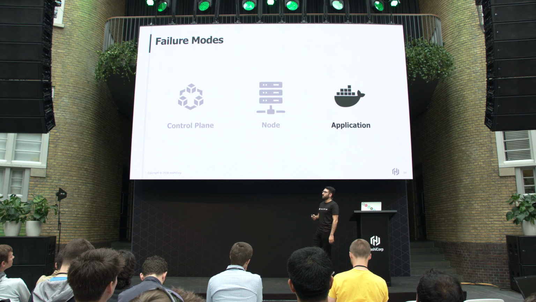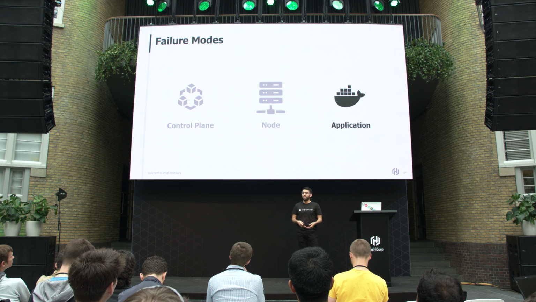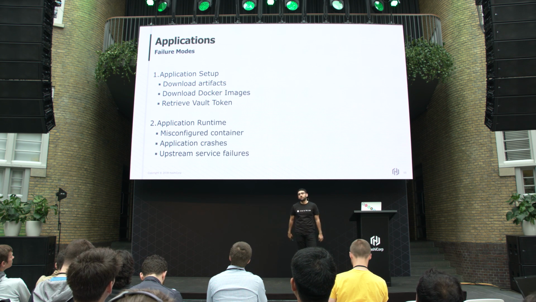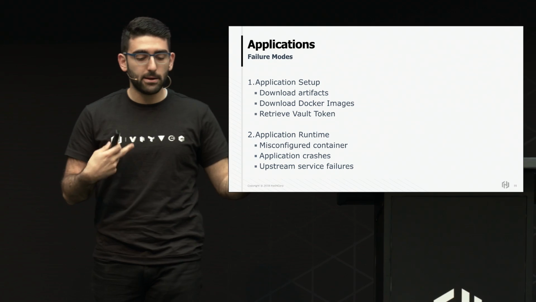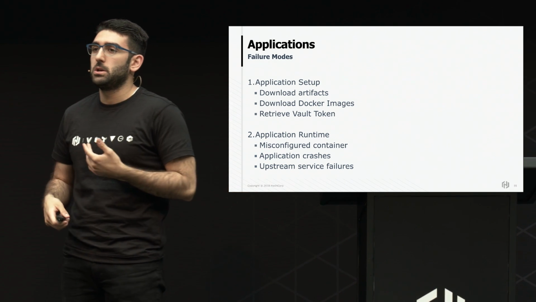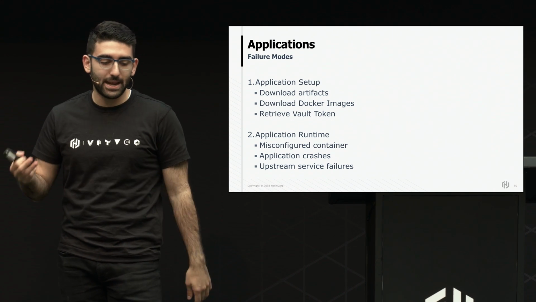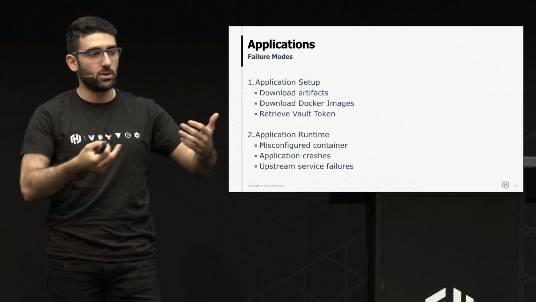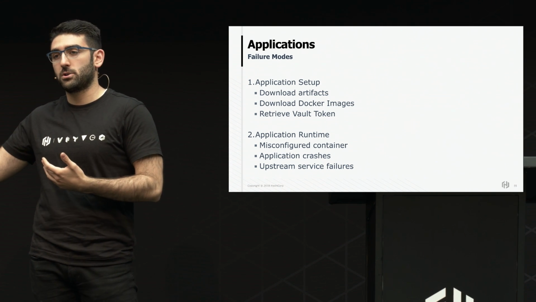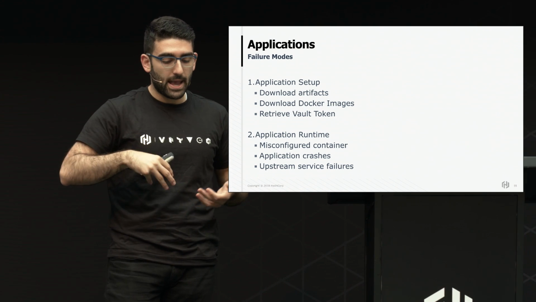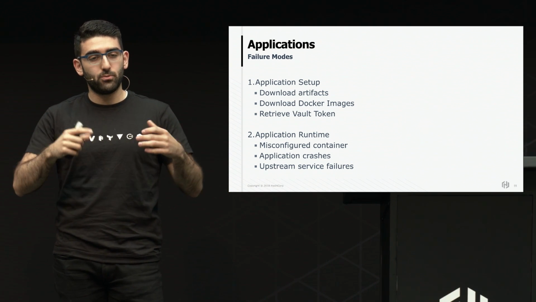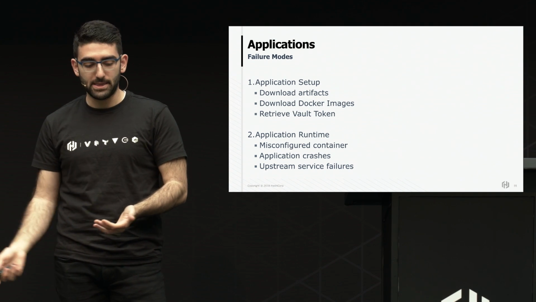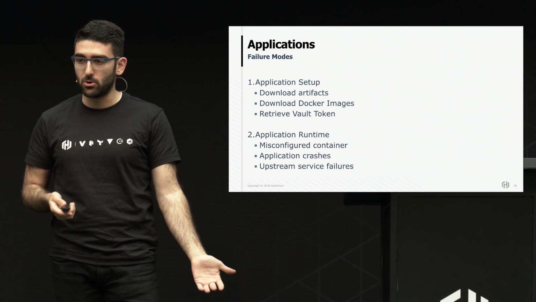Application failure modes, what I mean by this is the failure of the things you've submitted to Nomad. And there's really 2 categories of these failures. There's setup failures and runtime failures. So when you submit a job, you might need to download some config from repos. You might need to pull a Docker image. You might need to talk to Vault to get a token. And runtime is kind of once we've done all that, we start your application, and it's running for some period of time, and then it might exit with a non-zero code.